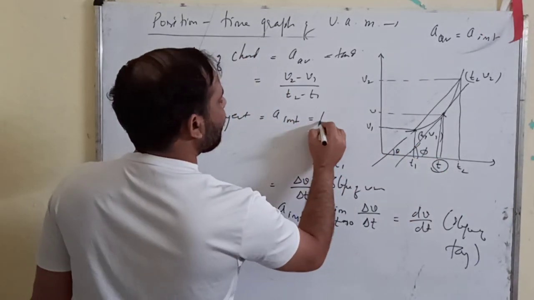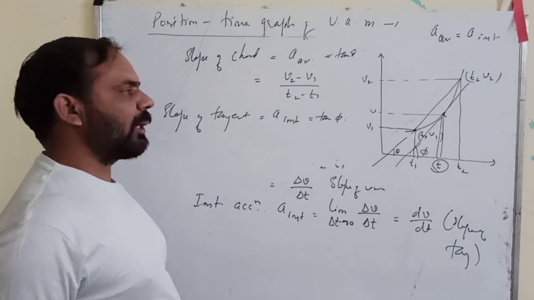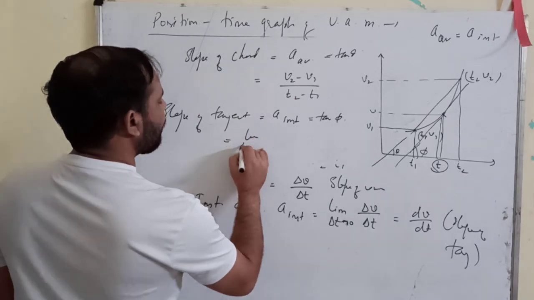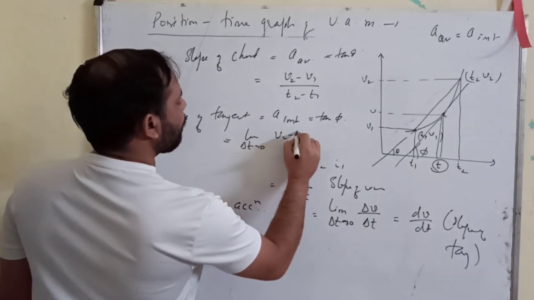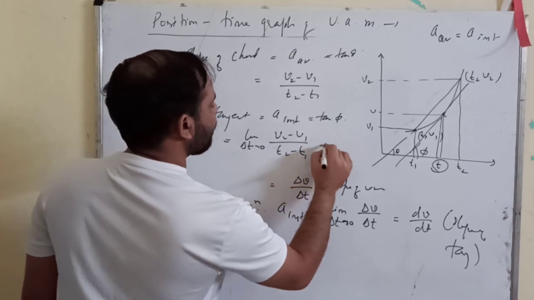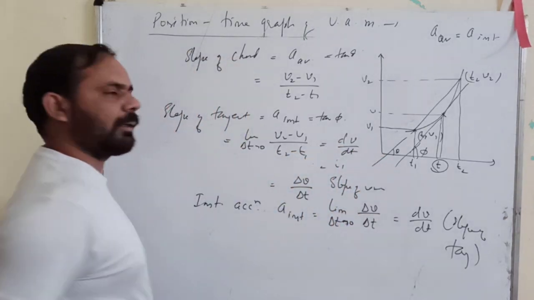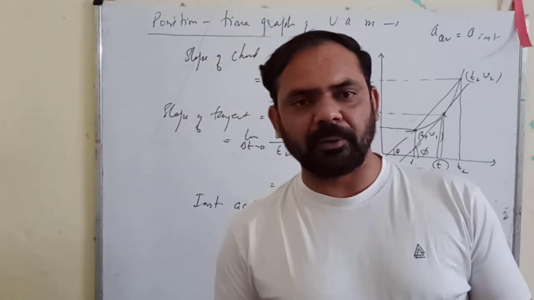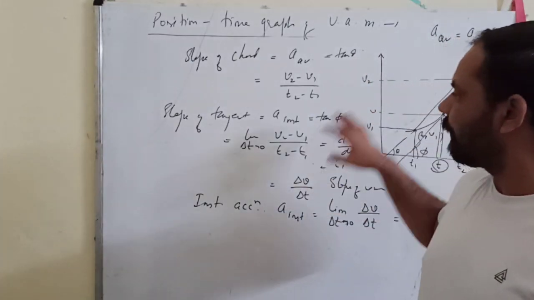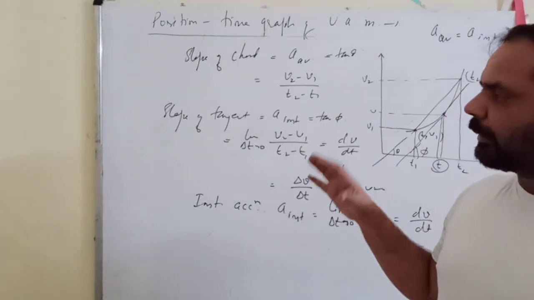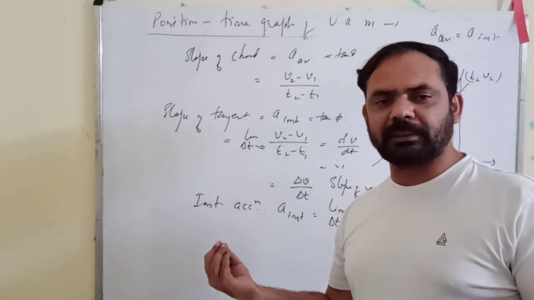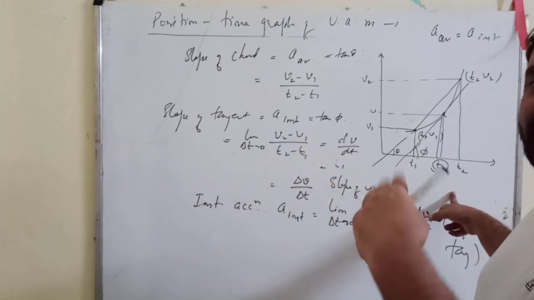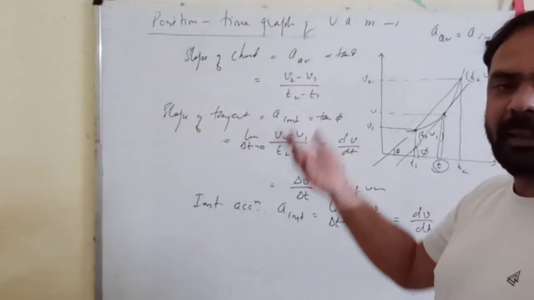So the slope of the tangent is equal to a instantaneous. Suppose this is phi, it will be equal to tan phi, where phi is the angle made by the tangent with the positive direction of the time axis, and it is nothing but limit delta t tends to 0, v2 minus v1 upon t2 minus t1, which is equal to dv upon dt. I think there should not be any problem in this particular part, because we have already discussed in detail how we obtain these conditions in case of velocity. The simple difference is only this, that instead of the xt graph we are using the vt graph, and what there in that condition was velocity, here it is acceleration.